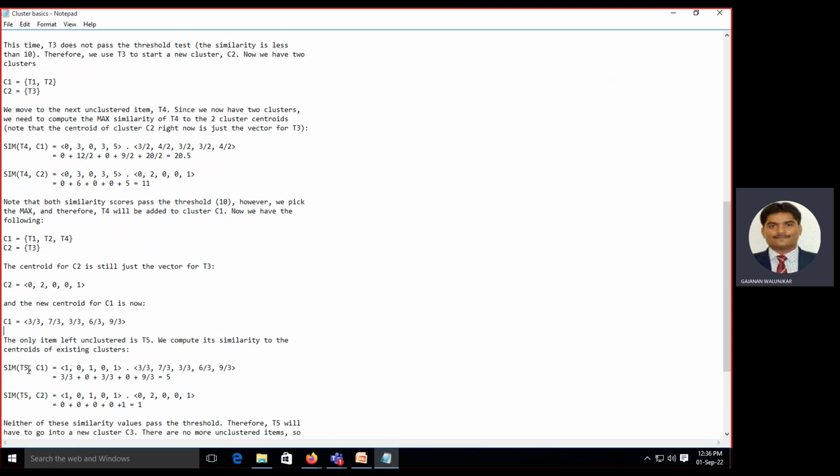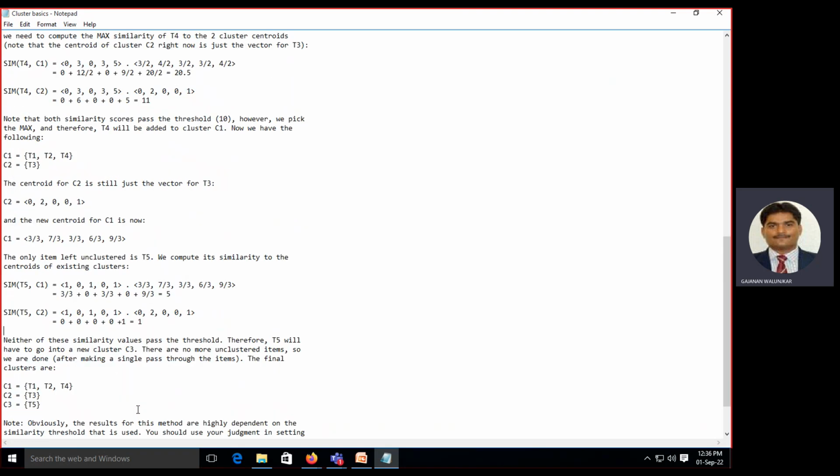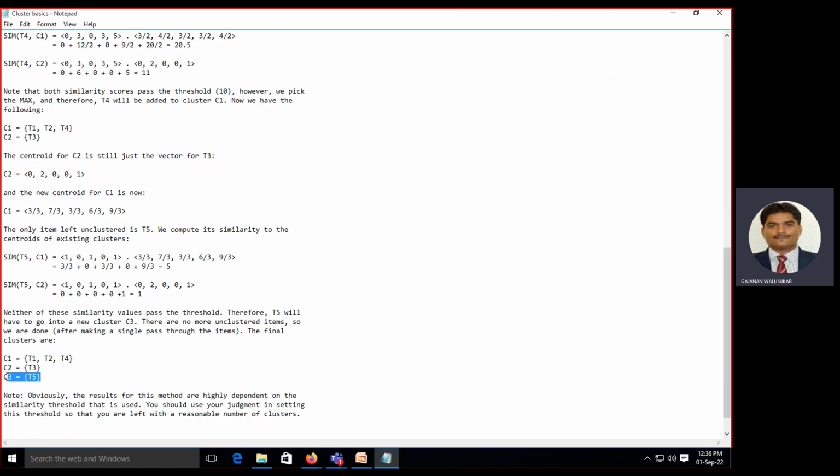Then the last term T5 you are considering and comparing with C1 and C2. Your first value is coming 5, the second is coming 1. So both are below the threshold value of 10. So you have to form the next cluster, that is C3, and put T5 inside that. In this way, using the exclusive approach, you have formed 3 clusters, C1, C2, C3, with these objects.